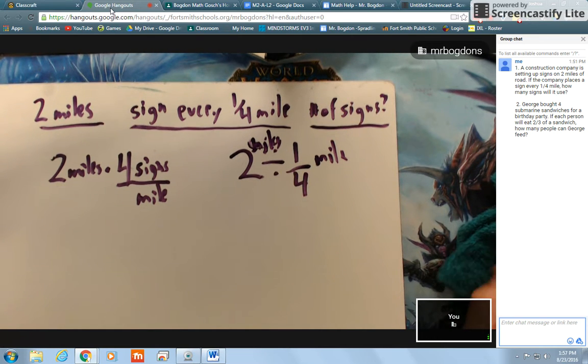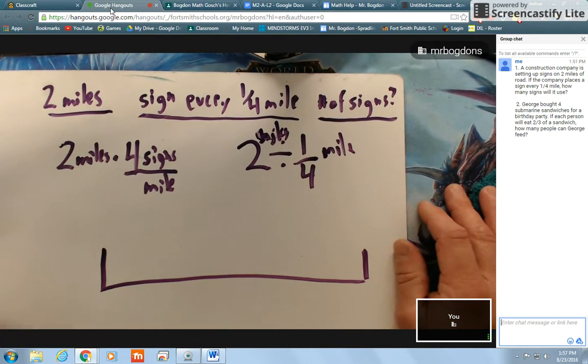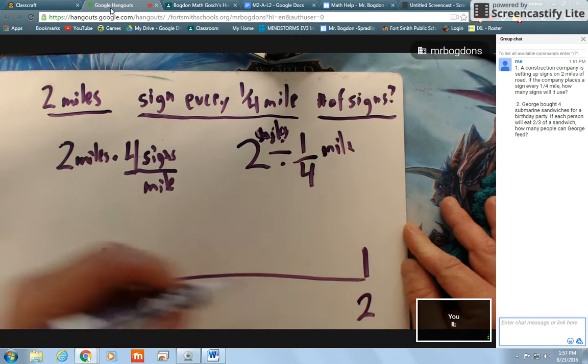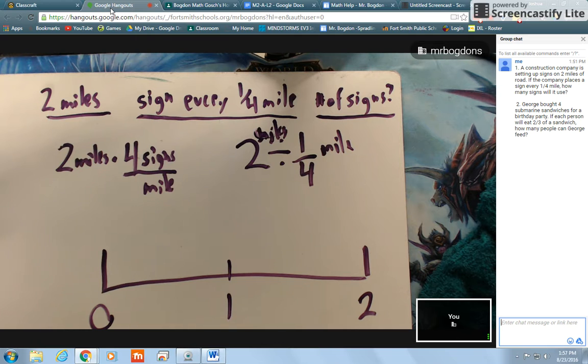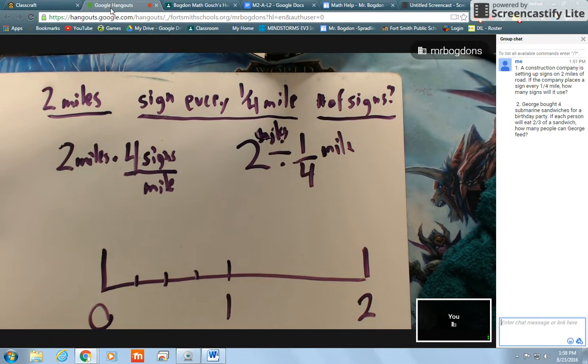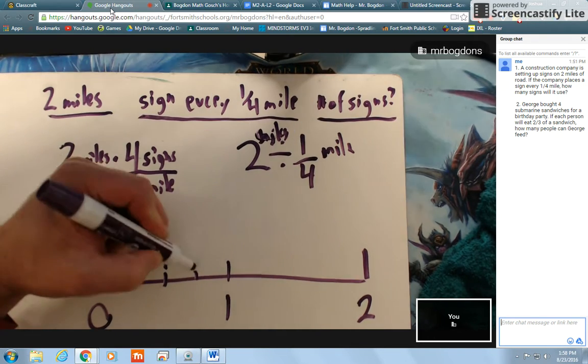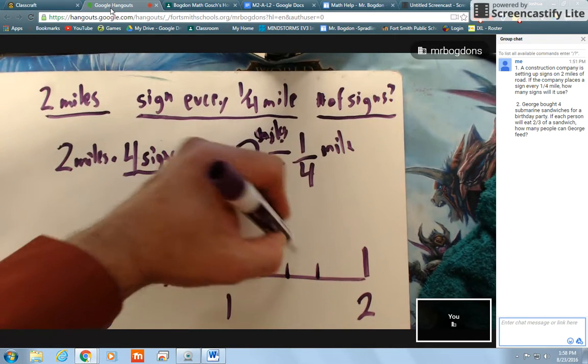Now we know that every quarter mile we're going to have to put another sign, right? So if I could draw a model using a number line of 2 miles, I start with 0, I end with 2. What's halfway between 0 and 2? 1. All right, so let's take a look at the first mile. If I know that every 1/4 of a mile I need to put a road sign, what do I need to split the first mile into? 4ths. So here's 1, 2, 3, 4 signs. Okay, now what about the second mile? How many signs do I need for the second mile? 4.